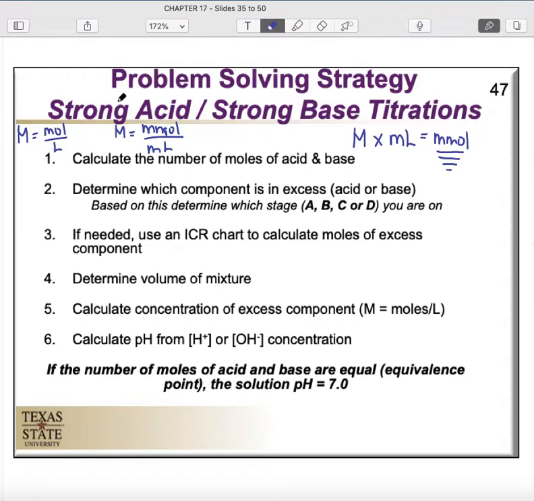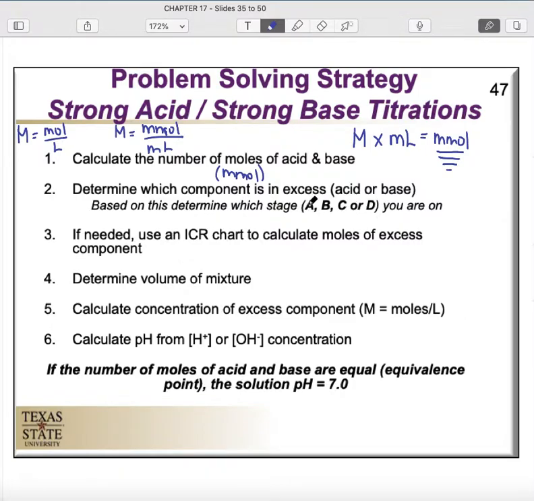Okay, so we will be calculating the number of moles of acid and base by taking the molarity, multiplying it by the milliliters in order to find the number of millimoles of the acid or the base. Step number 2 is that we're going to determine which component is in excess, whether the acid or the base. And based on that, we're going to determine whether we are in stage A, B, C, or D.